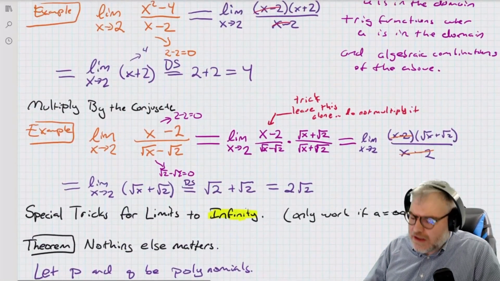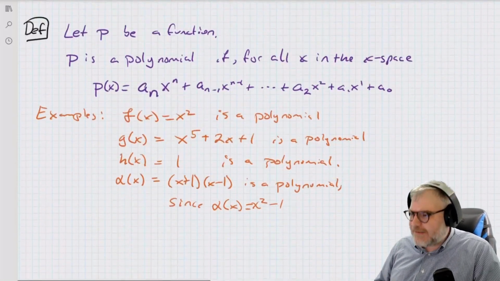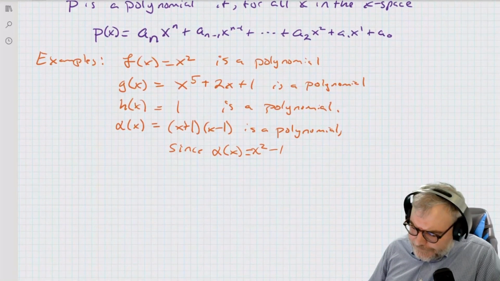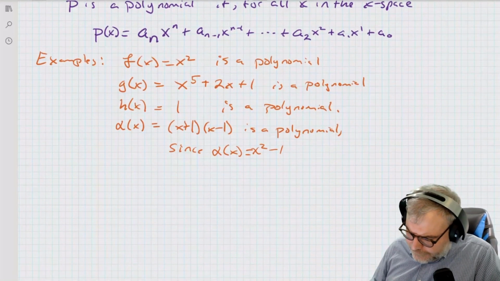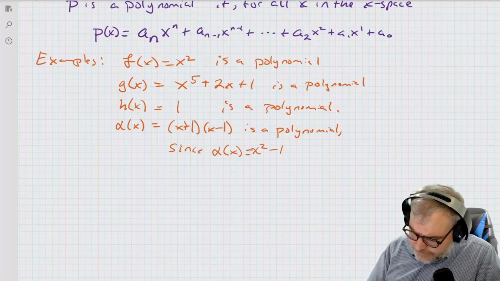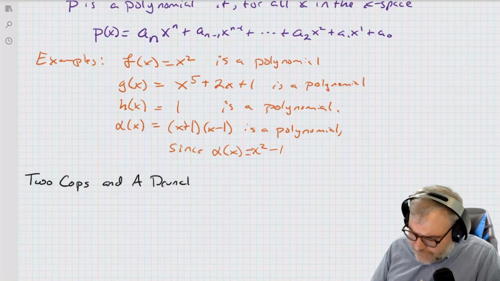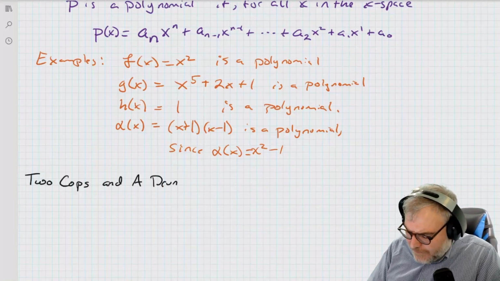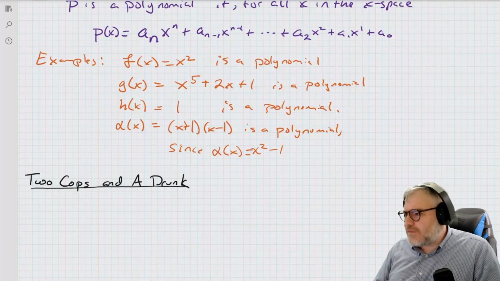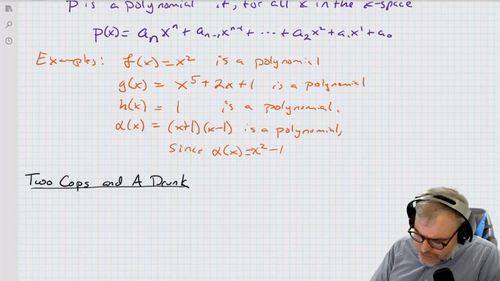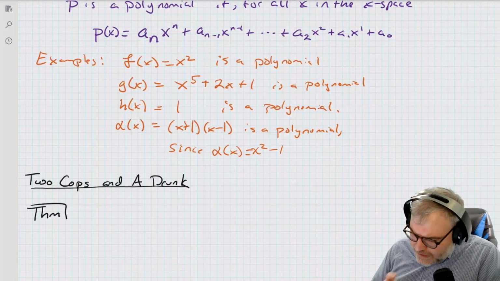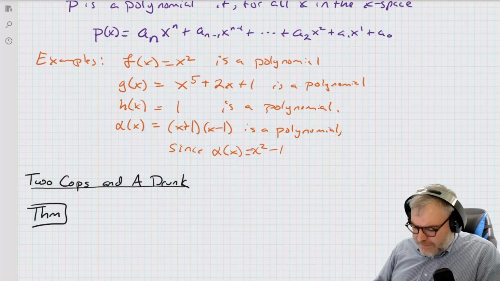Let me give you an example about that. I'm just going to state it for you. We're going to do this next time, and we're going to play with this next time. But I care about the way that you memorize. This is a theorem. It's called Two Cops and a Drunk. It is one of the more important theorems that we're going to be playing around with.